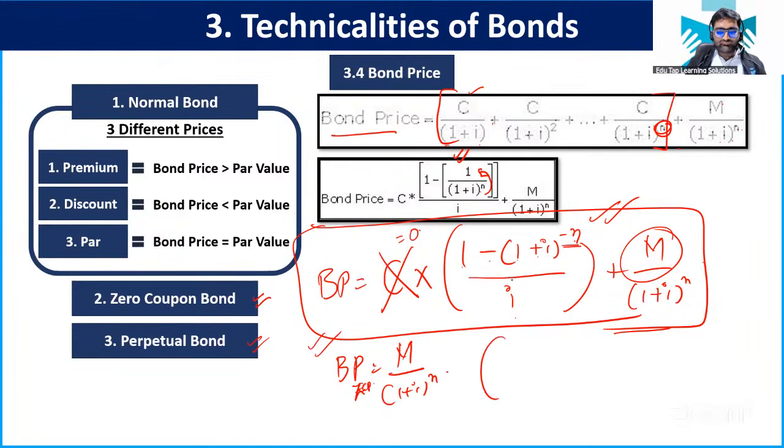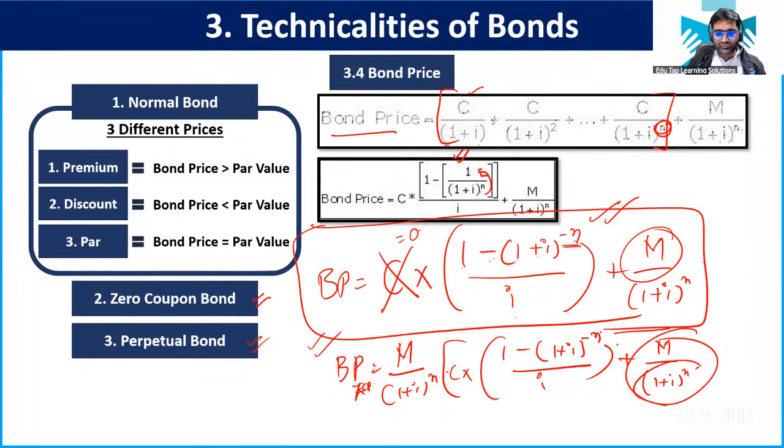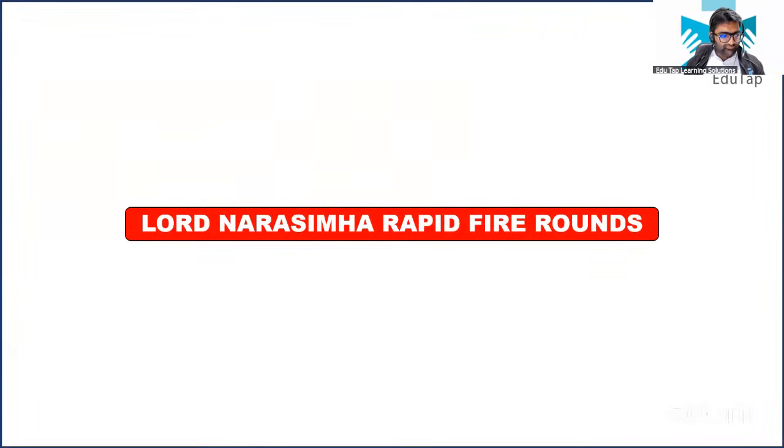What is it? We only have to remember this term: 1 minus (1 plus I) whole to the power of minus n, by I. This multiplied by C, plus m by (1 plus I) whole to the power of n. This term you will remember. Only this one is something you will have to work hard on. Now let us move ahead and do our rapid fire round.